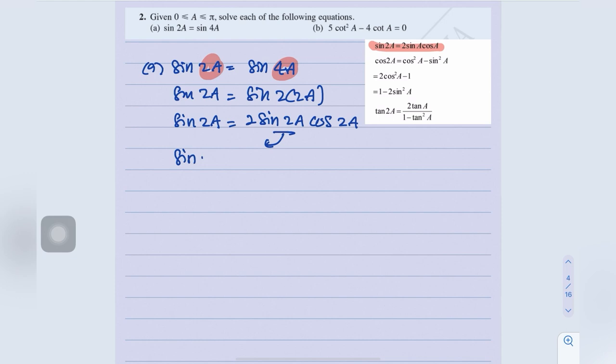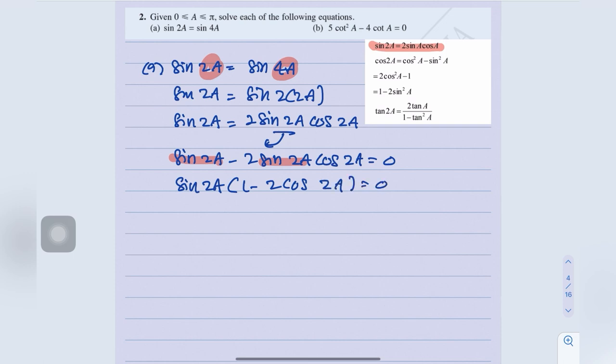So sine 2A minus 2 sine 2A cos 2A equals 0. The common factor is sine 2A, so we can factorize: sine 2A (1 minus 2 cos 2A) equals 0. So one case is sine 2A equals 0, and the other is cos 2A equals 1 over 2.